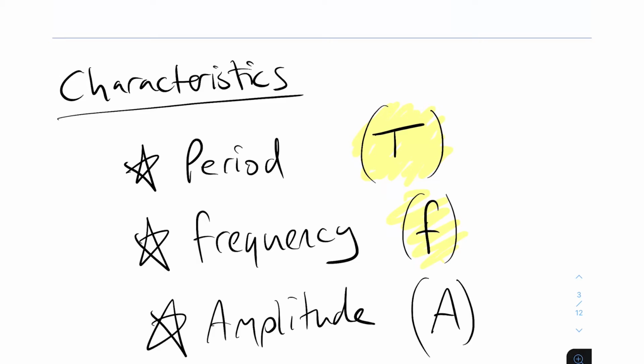And amplitude is denoted with a capital A. There's a technical definition of amplitude, which I'll go through with you when we get there in a couple of minutes. But amplitude is basically the maximum value of the voltage or current, if you think of it that way. Amplitude is going to be the maximum value of voltage or current. But we'll go through the technical definition of it as well.